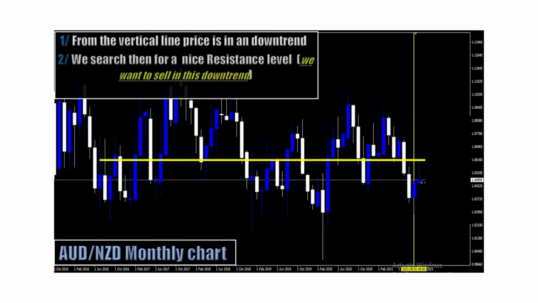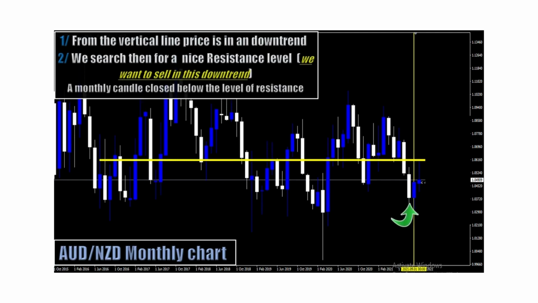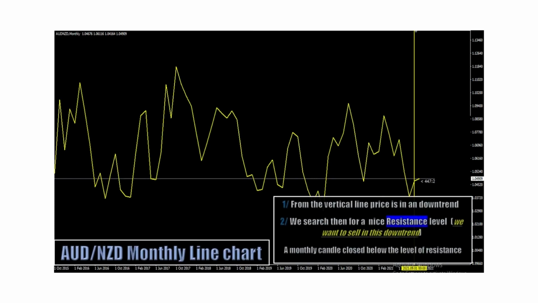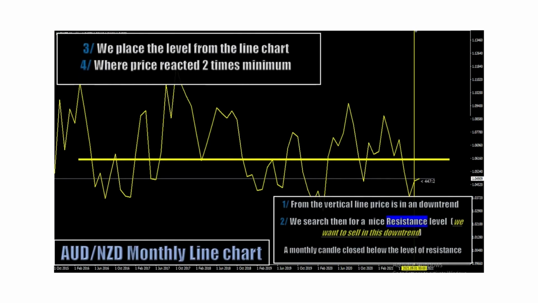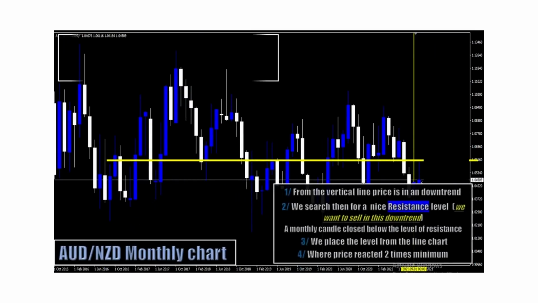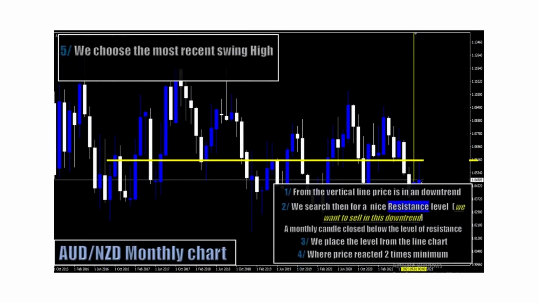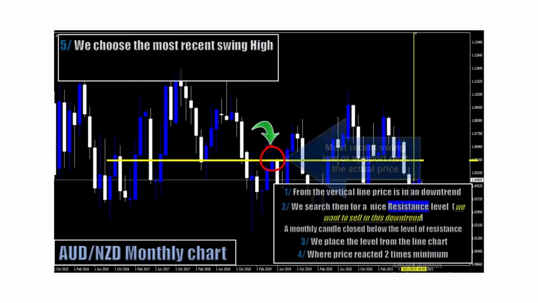We search then for a nice resistance level because we want to sell in this downtrend. A monthly candle clearly closed below the level of resistance. We switch to the line chart. We place the level from the line chart, where price reacted 2 times as a resistance and several times as a support. Back to the candlestick chart. We choose the most recent swing high near the price action.